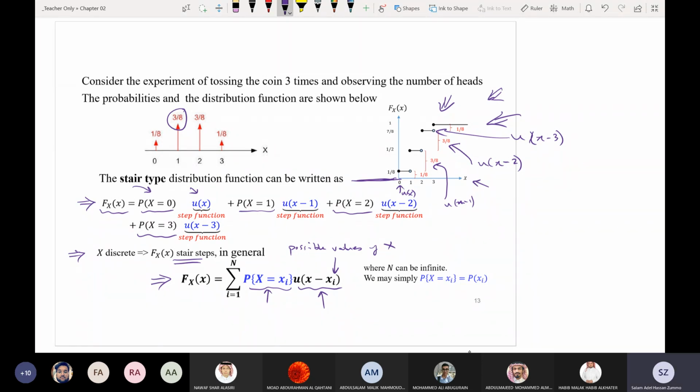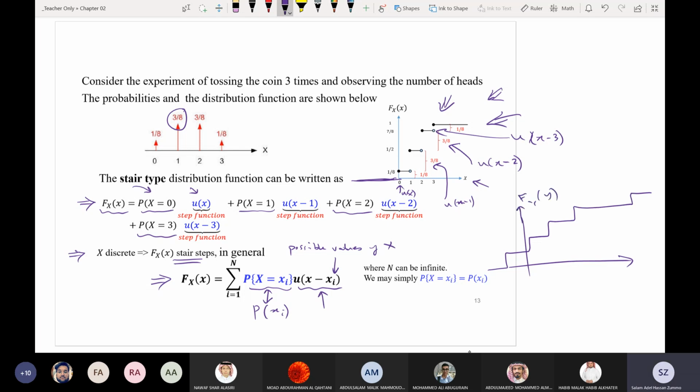We can write for short, and we will do this from now on, instead of writing probability of X equal xi, we can write it as the probability of xi for short. So the CDF of a discrete random variable always looks like this. Doesn't matter.